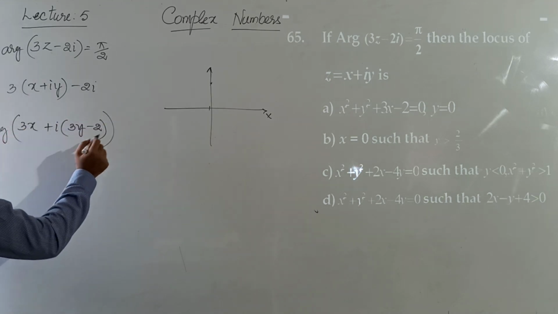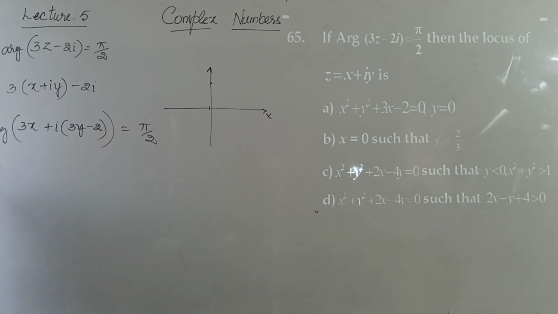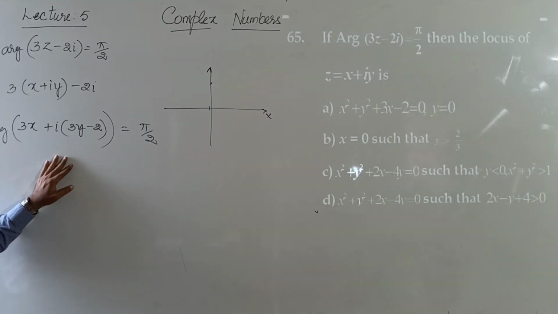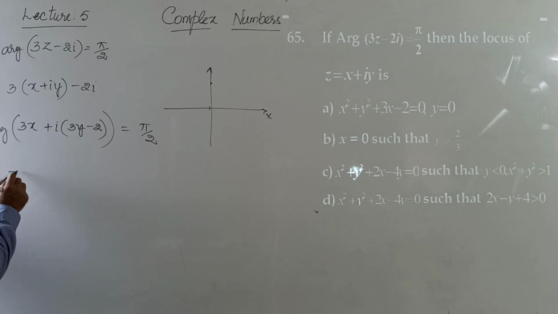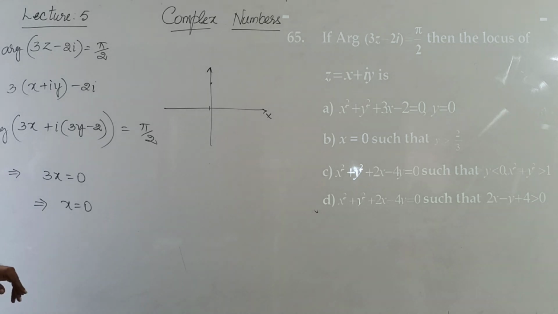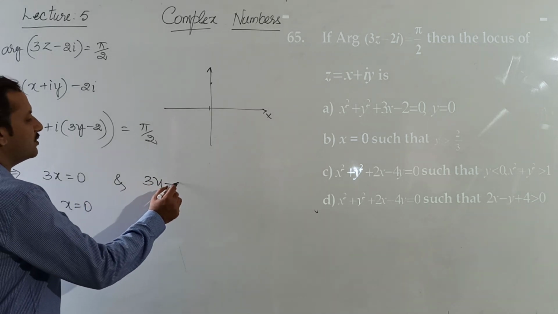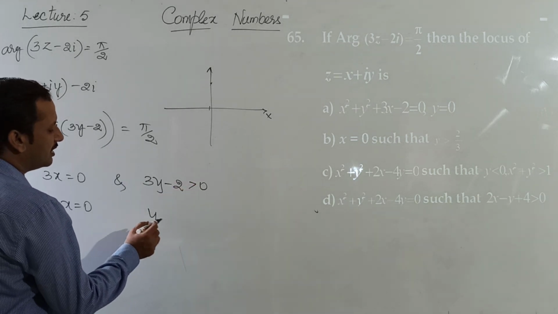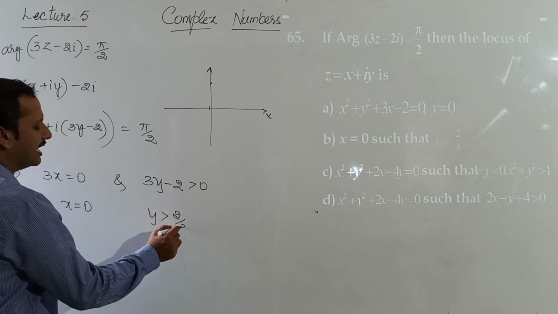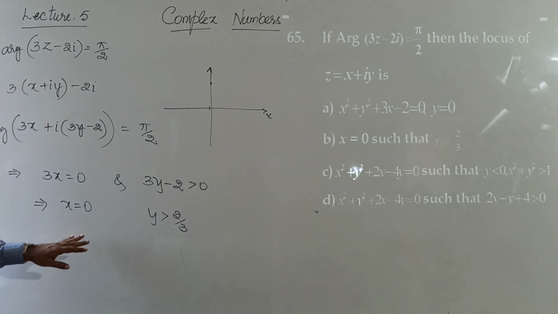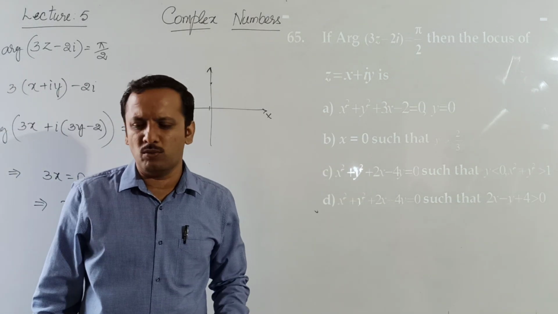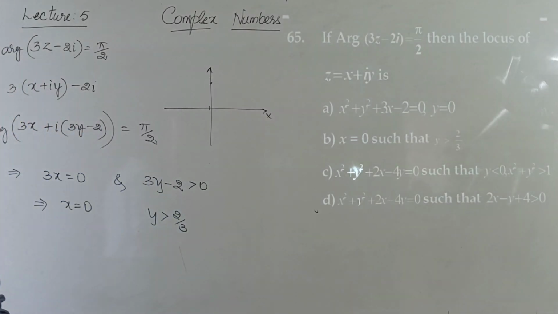Its argument is equal to pi by 2 implies that its real part is 0 and the imaginary part is positive. Real part is 0, 3x equal to 0, that will imply that x is equal to 0. And imaginary part is positive, 3y minus 2 should be greater than 0. That means 3y should be greater than 2, y should be greater than 2 by 3. So answer is x is equal to 0 with y greater than 2 by 3.